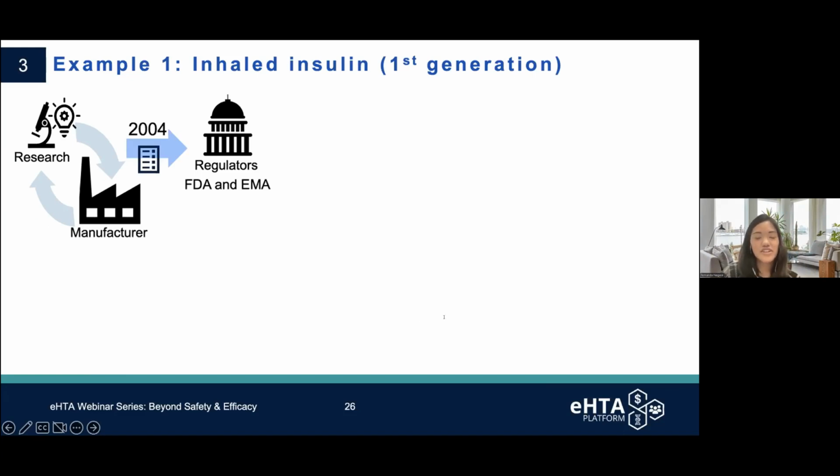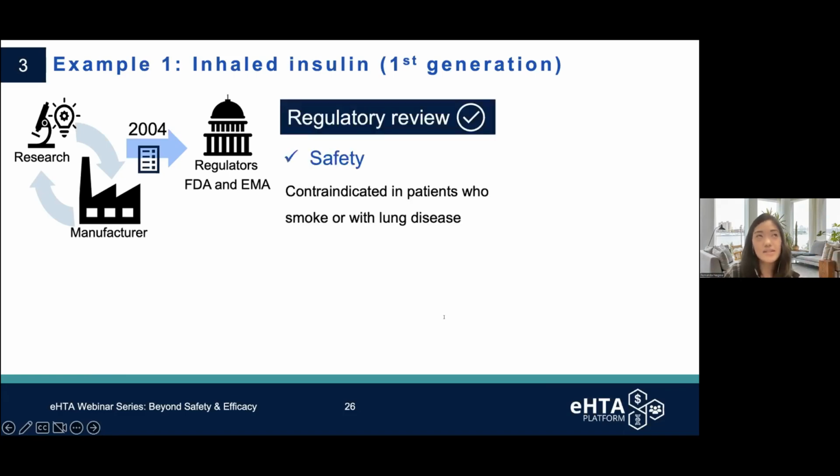After years of running clinical trials, God knows how much money they spent on that, the company finally managed to submit all documents for regulatory review in 2004 to the FDA in the United States and to EMA in Europe. So both regulatory agencies went through the review process. And what they found was that they were a bit concerned about the safety profile of the medication, and they felt that the drug shouldn't be indicated to patients who smoked or had lung disease.